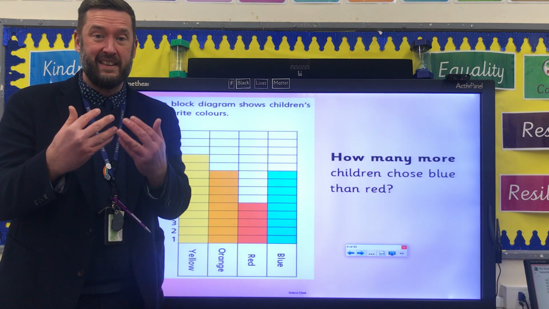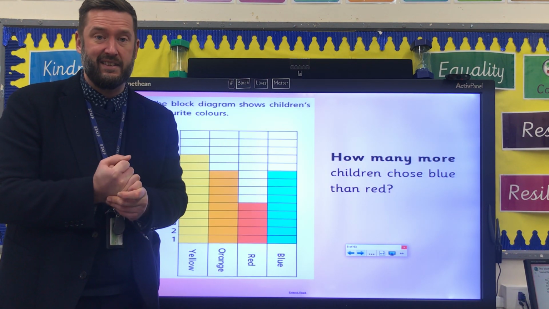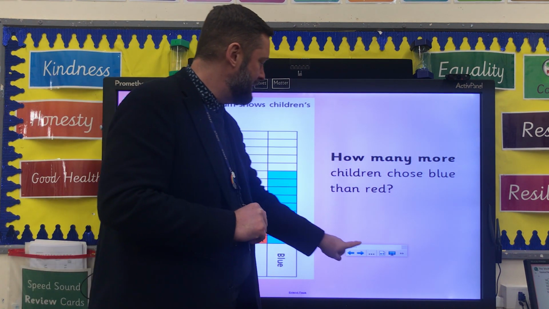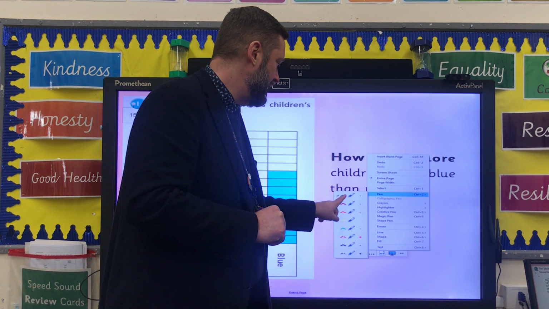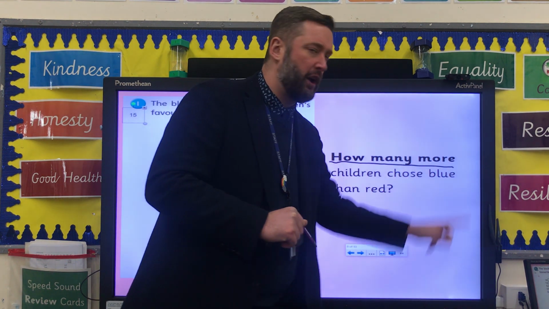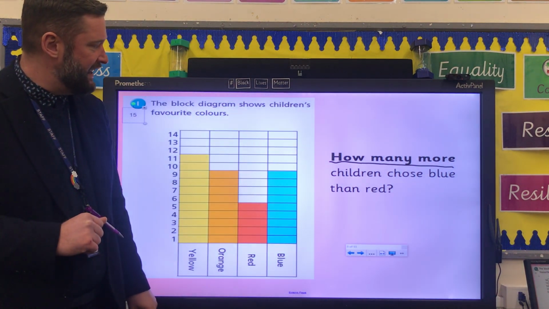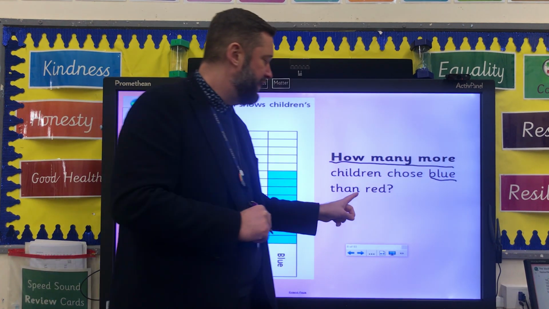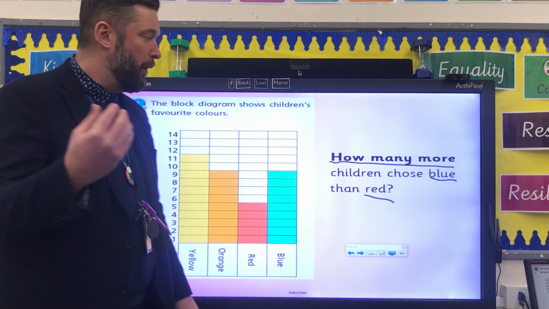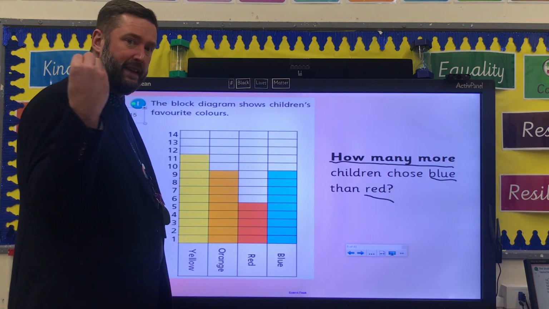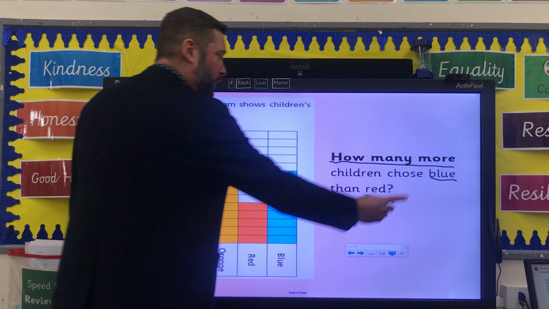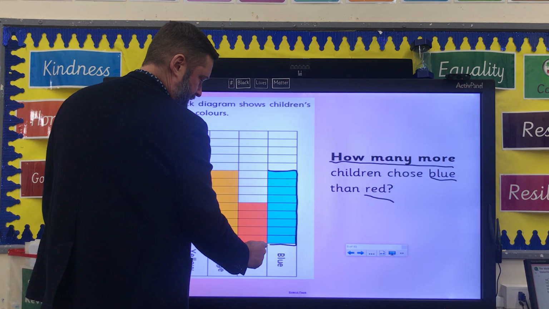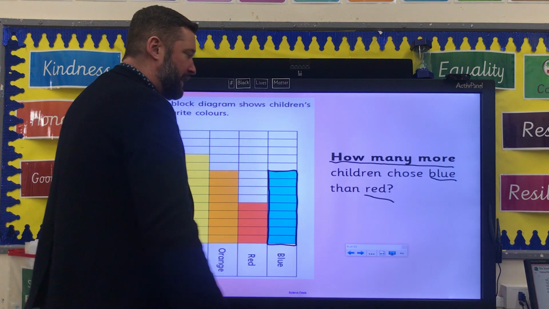Right, as well as saying what the block diagram represents in a sentence, you've also got to be able to answer questions. And these how many more questions can be a little bit tricky. So I'm just going to go through one for you. Our question is, how many more children chose blue than red? I've shown you how to do this before, but we put a bar around the important blocks. My question says blue. I'm going to put a bar around that one. And my question says red.